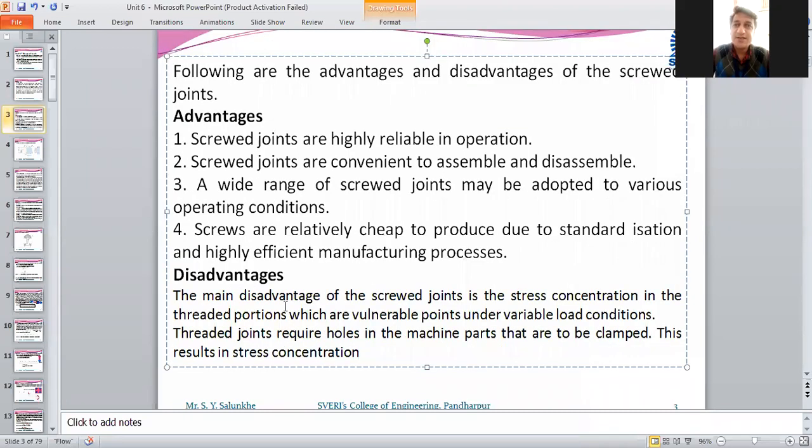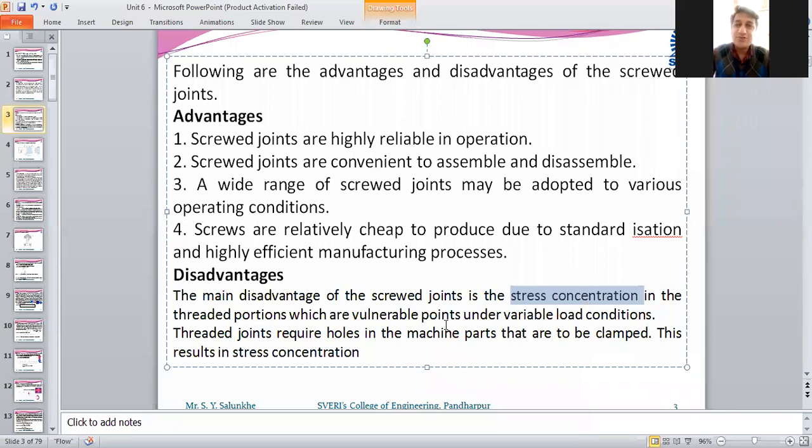And the disadvantage is that it requires a hole to be drilled in the component which you want to join together. Hence stress concentration gets increased. Okay, and we have to take care of the stress concentration, and we have to use higher thickness material or high strength material, and we have to consider the stress concentration.